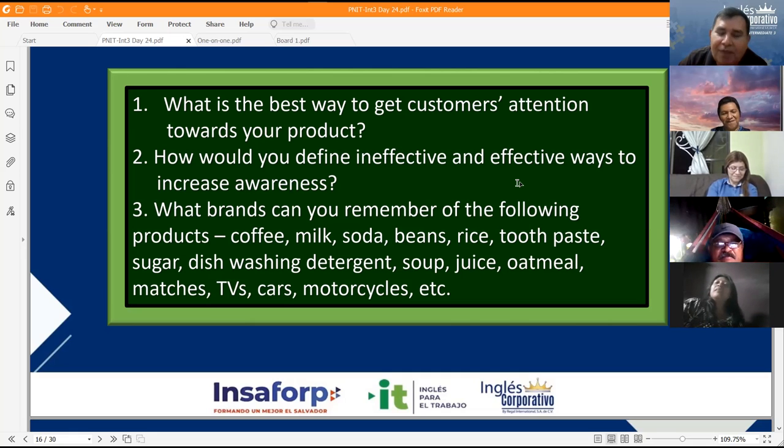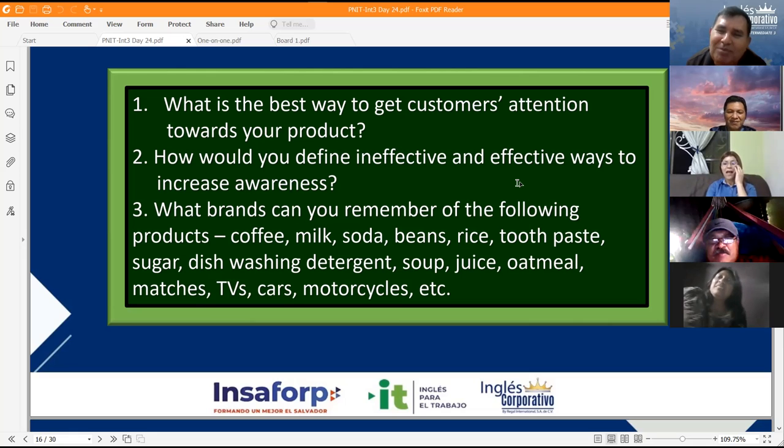Okay. What about soups? Maggi. There was one soup that was very delicious from Nido Crecimiento, the milk, for children. It was very good too. Yes, sopa de leche.